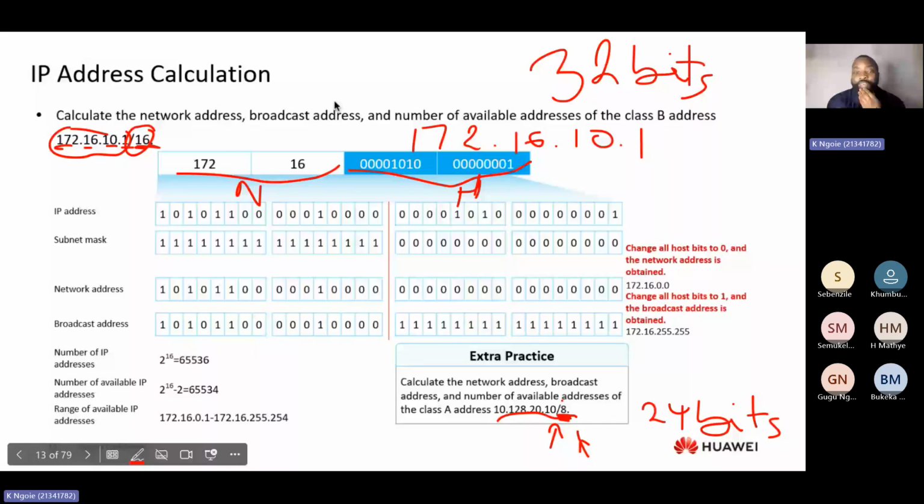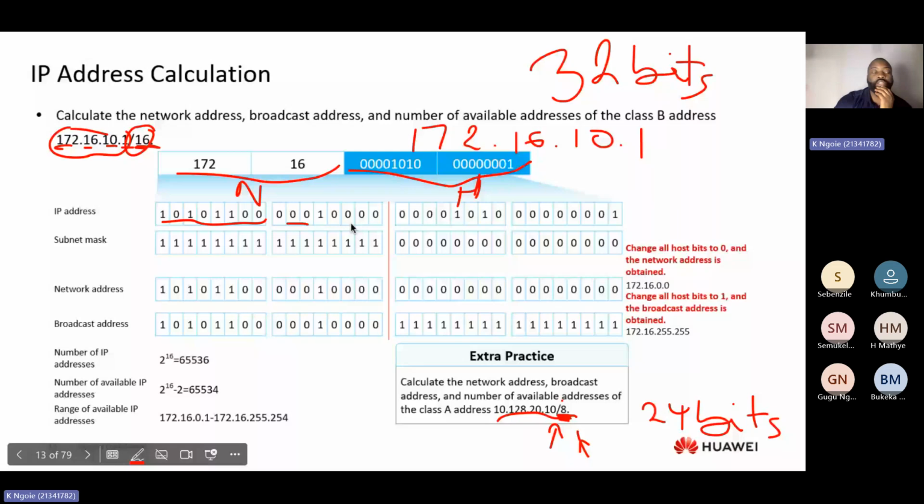number of available addresses. So for you to calculate, this is the IP address, 172.16 and everything, as it is. If we convert this into binary, 172 in binary gives you 10101100. So this is 172 in binary. All right, and this is 16 in binary.